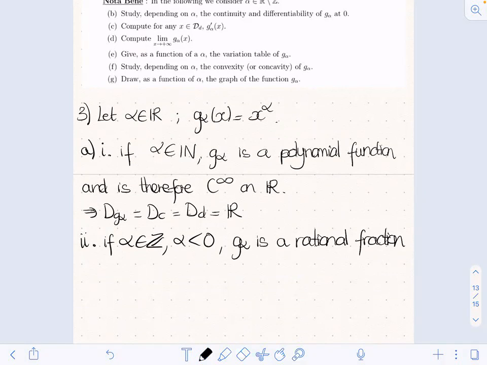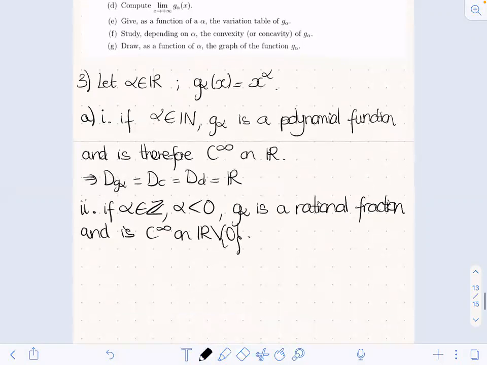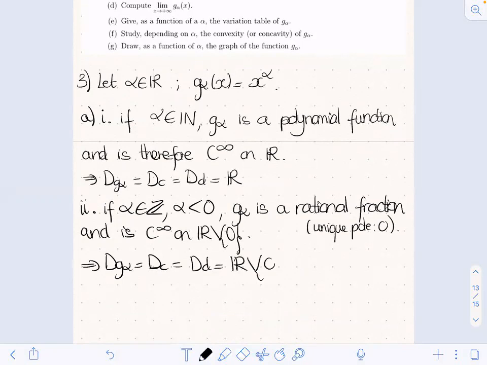And it is C infinite on R from which we remove 0, because the unique pole is 0. So the definition domain of the function is equal to the continuity domain, equal to the differentiability domain, and it's R from which we remove 0. So that's the second case.